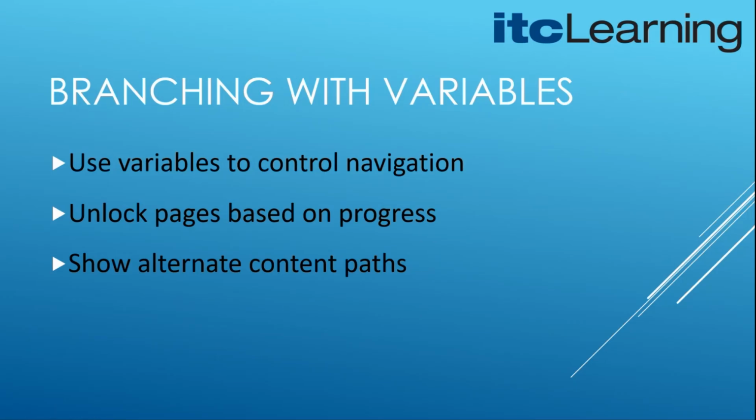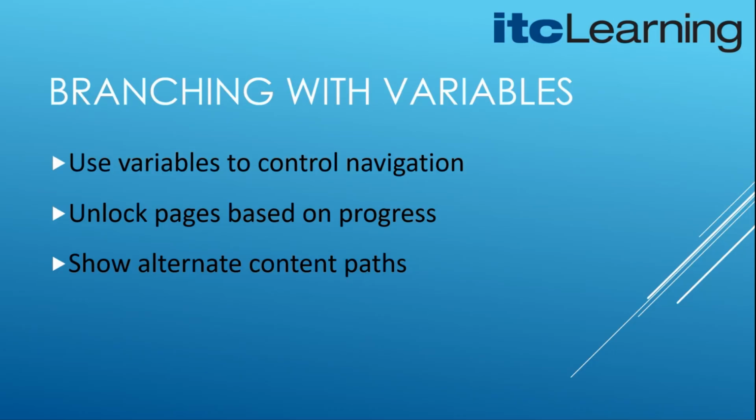I talked a little bit about branching in general with variables. They don't have to be your own variables you set up. They can be based on things that have happened already in Lectora. So things like the quiz score or whether they visited certain pages. But essentially we can use those variables to control whether they can go next, whether they can click a button, which page they go to, all that sort of stuff as well. So you can unlock pages based on the progress they've made.